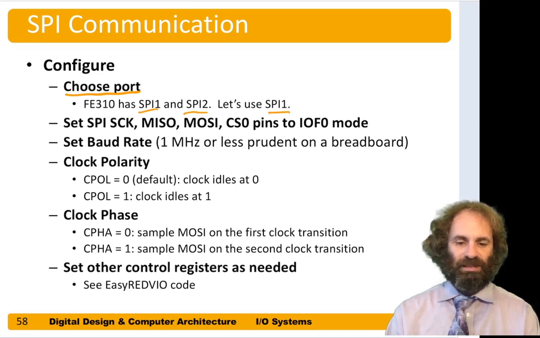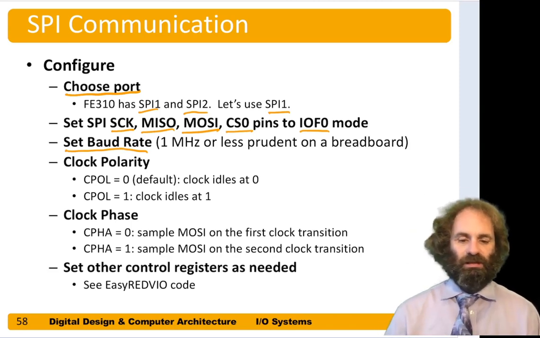Then you need to make the pins for the SPI port into the appropriate I/O mode so they function as a special purpose rather than as a general purpose I/O. So we pick the pins for S-clock, MISO, and MOSI and put them into the I/O F0, input output function 0 mode. And if we're using the chip select, we also need to set that mode. Then we need to set the baud rate. That's how fast the clock works.